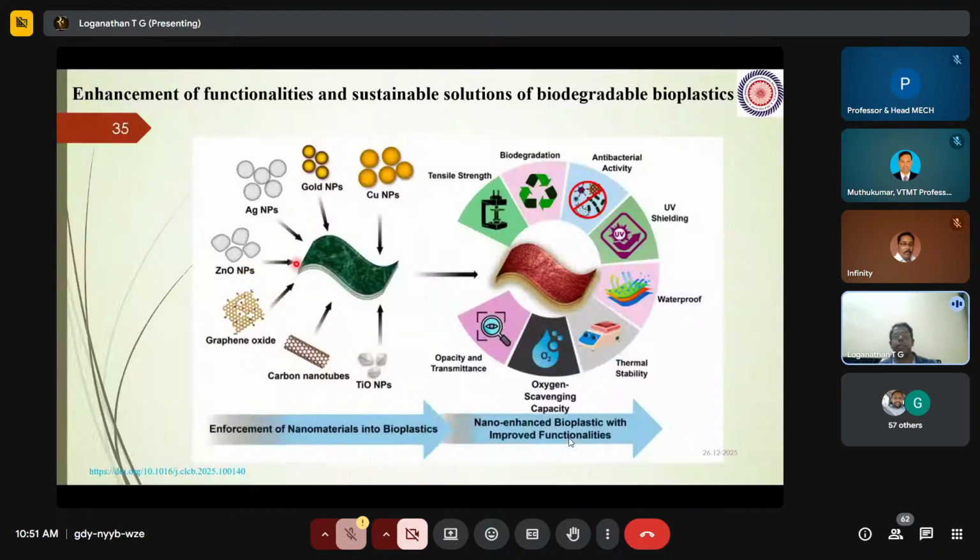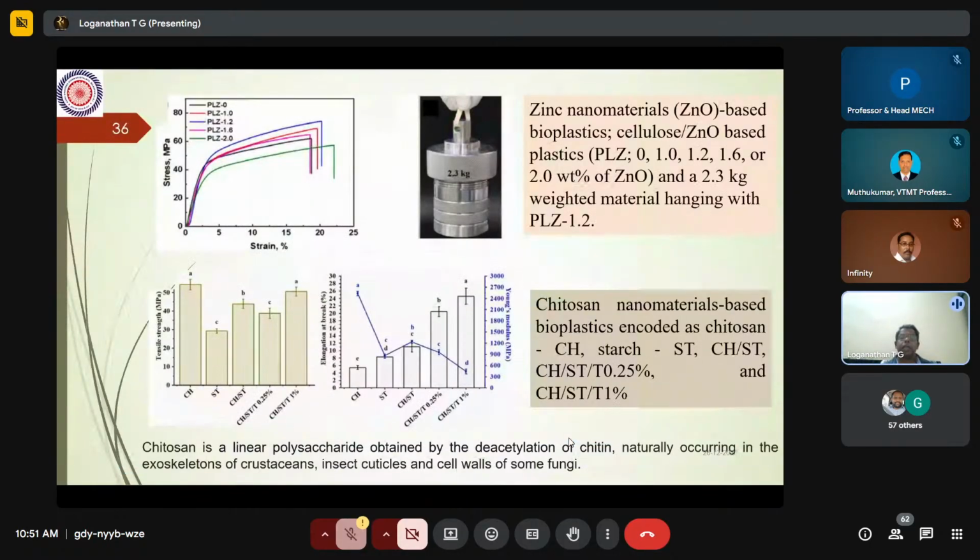So that will enhance the tensile strength, the biodegradability, antibacterial activity, waterproofing, and thermal stability. Based on the application, more often we work on structural applications. In that case, how can we blend all this and improve the properties of the natural composite?